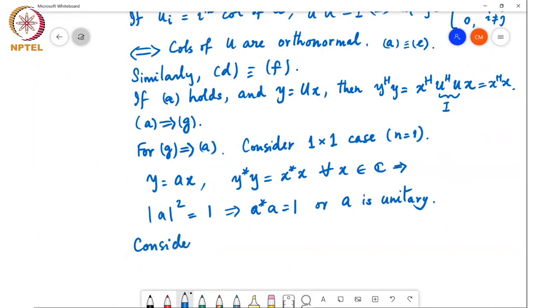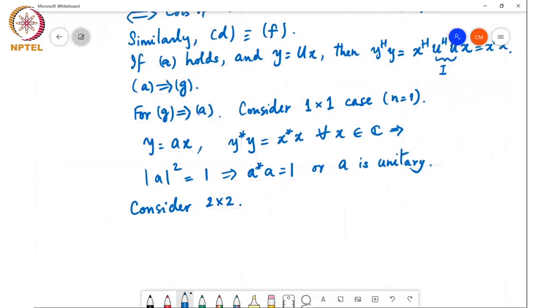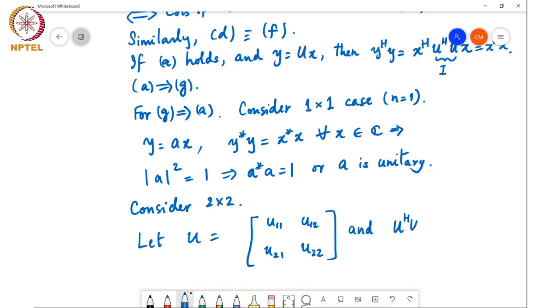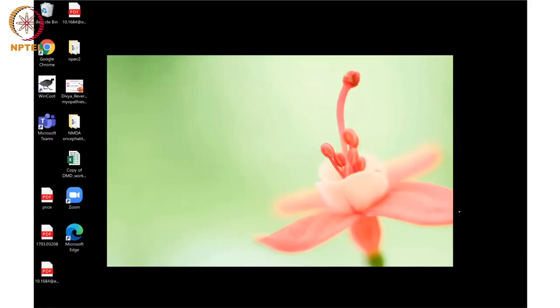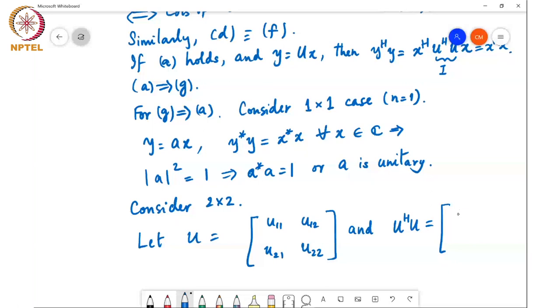So here, let U equal the matrix U11, U12, U21, U22. And let's say U Hermitian U is a matrix A11, A12, A21, A22. It's just some notation I'm defining. Now here, by definition, this is a Hermitian symmetric matrix. So here we have that A12 equals A21 star. And let's call this both equal to A, say.